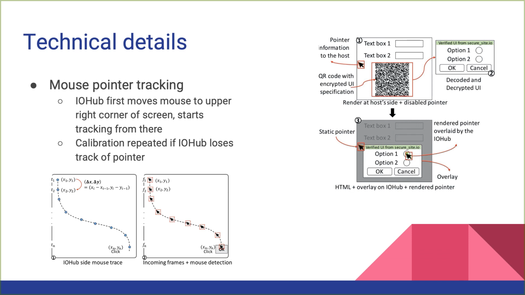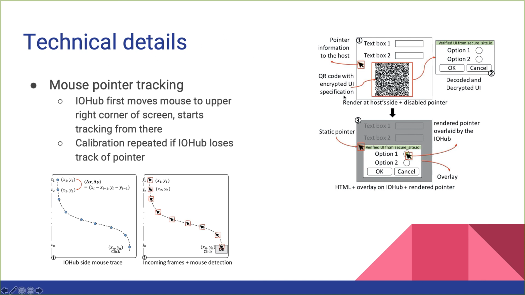And then the last technical detail is mouse pointer tracking. So IOHub starts with calibration of the mouse. It moves the mouse to the upper right corner, and then it starts searching. Okay, this figure is weird, but the paper says upper right corner. So pretend this is the upper right corner, and after calibration, it takes a 200 by 200 pixel box and it searches it for a cursor, and then tracks the mouse that way. So if the IOHub loses track of the pointer, then it redoes calibration.